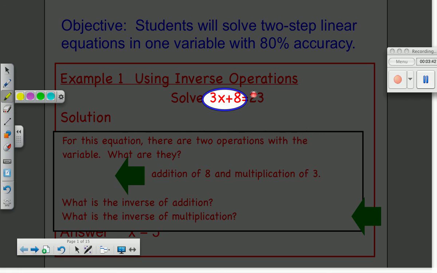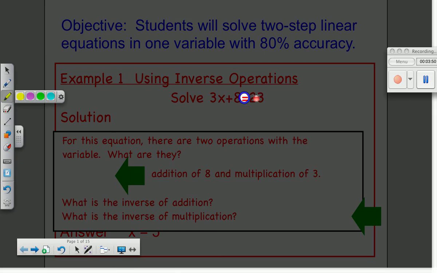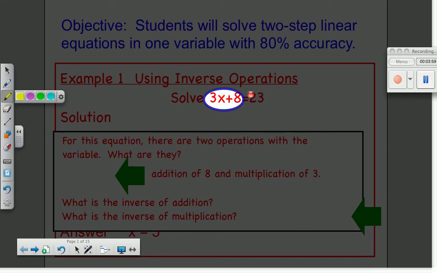How do I know it's that side of the equation? Well, the equal sign is your balancing symbol. So here's your equal sign here. There's a left side of it, and there's a right side of it. On the right side is the number 23. On the left side is our 3x plus 8. Because the variable's on the left, that's the side I'm focusing on.